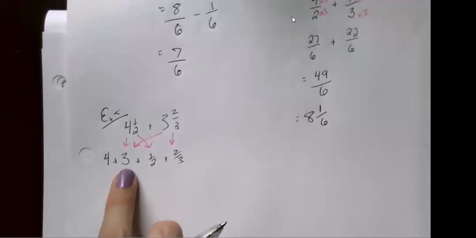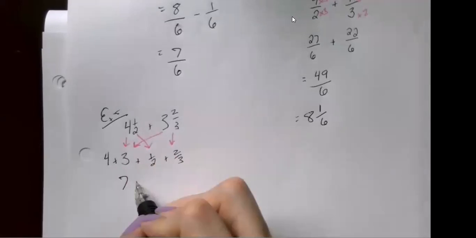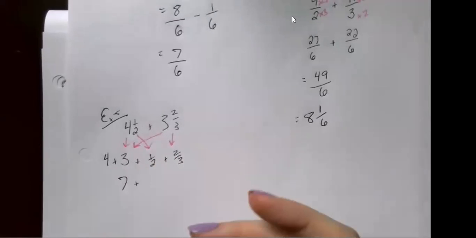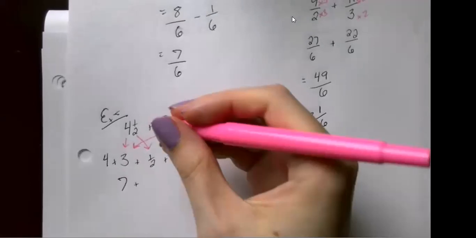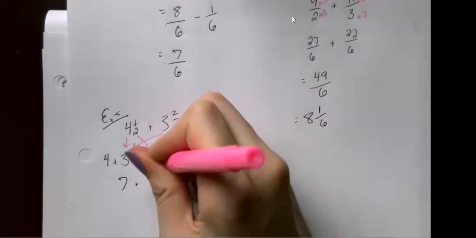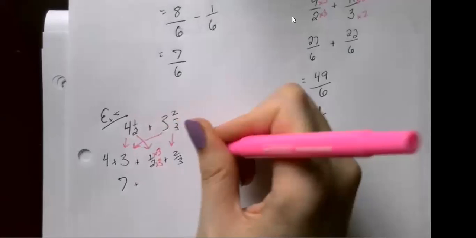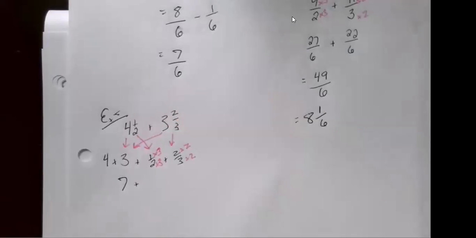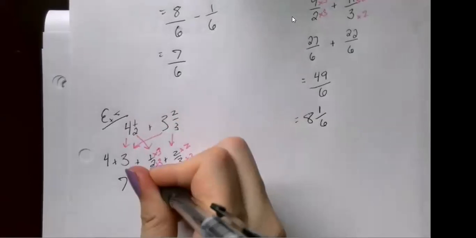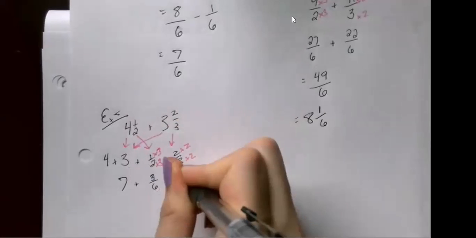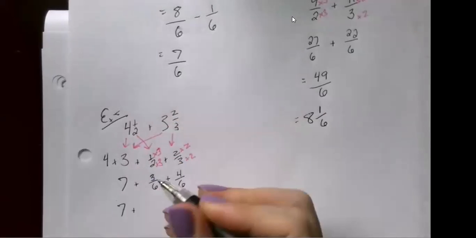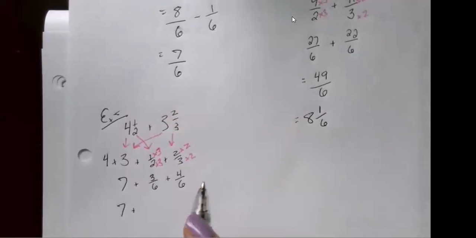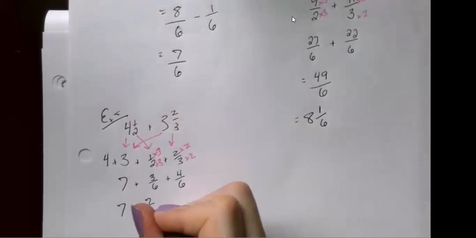4 plus 3 is 7. And then in order to add our fractions, once again, you need to get a common denominator. So times the first fraction by 3, times the second fraction by 2. That gives us 3/6 plus 4/6. And then 3 plus 4 is 7, and keep the denominator.